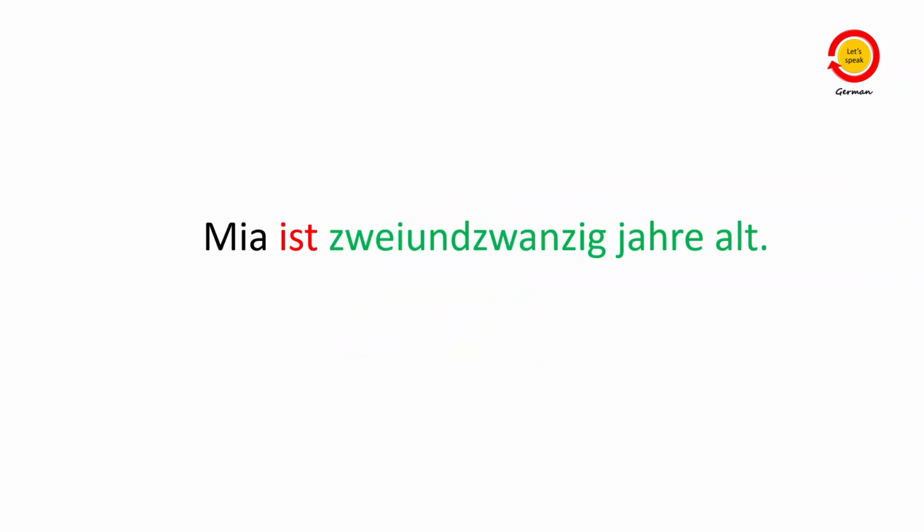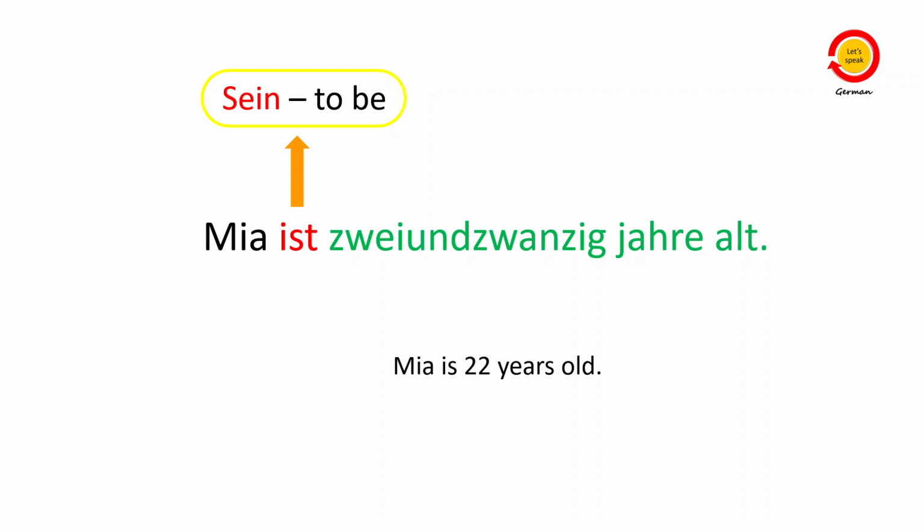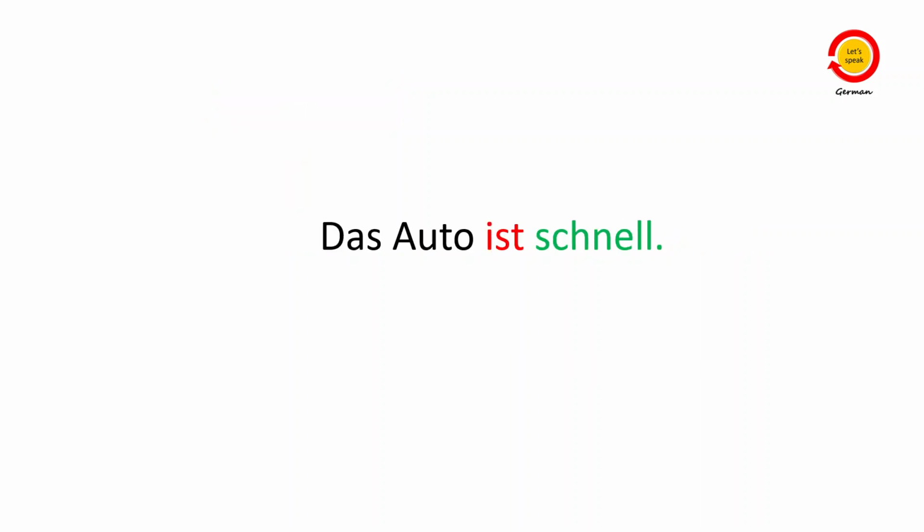Mia ist 22 Jahre alt. Mia is 22 years old. Here, ist is the verb conjugation of sein, to be, representing the age of the subject Mia. Das Auto ist schnell. The car is fast. The verb is representing the quality of the subject das Auto or the car.